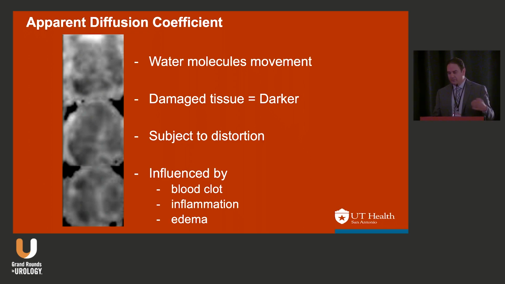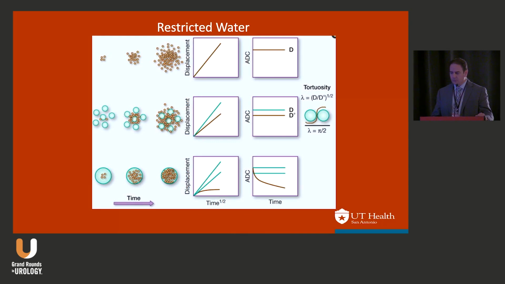And these ADC maps, as we talked about earlier, can have a lot of distortion. There can be blood clots or inflammation that impact these things. So the title is restricted water. There are three components of water that impact the MRI. There's free water that can go wherever it wants. There's interstitial water, where if you have more cells, it blocks the free water and reduces your ability, and you can see that ADC drops.